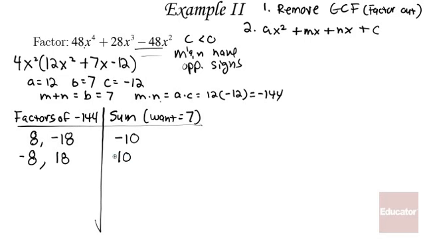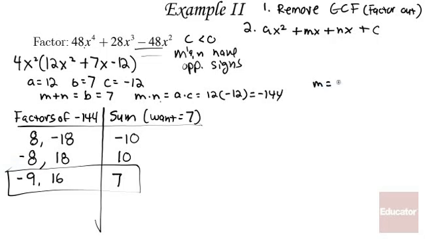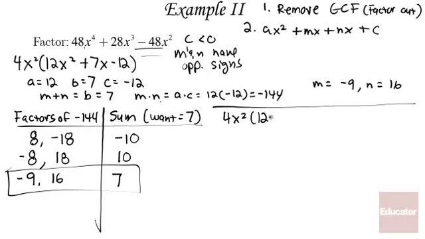Instead of 8 and negative 18, I'm going to try negative 8 and 18. But of course, I see that's just going to give me a 10. So that's still incorrect. Okay, next I'm going to try 9 and 16. With 9 and 16, I'm going to make my smaller number negative. I add negative 9 and 16, and I do get a sum of 7. That tells me I found my m and n. I know that I have m equals negative 9, n equals 16. This allows me to rewrite this. Make sure you carry along the greatest common factor, because if you leave that behind, you won't get a correct answer.